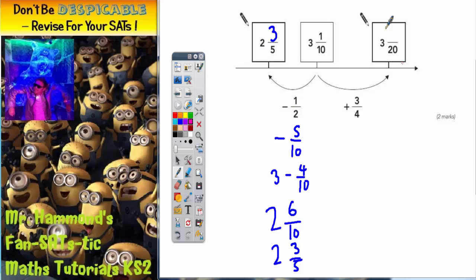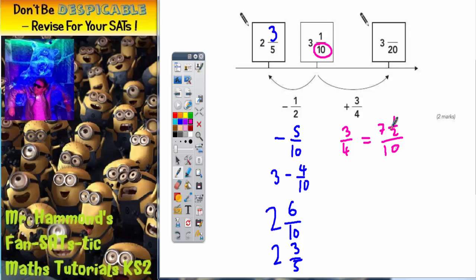Moving over to the second part of the question, this time we've got to add 3/4. But again, it might make sense to turn this into tenths. Now, 3/4 into tenths would actually be 7½ tenths. Now, obviously, that is not perfect because you're not meant to have a fraction within another fraction. But let's see what we can do.